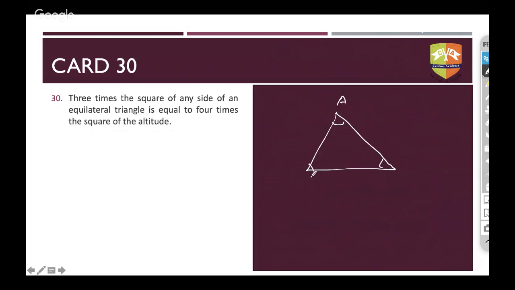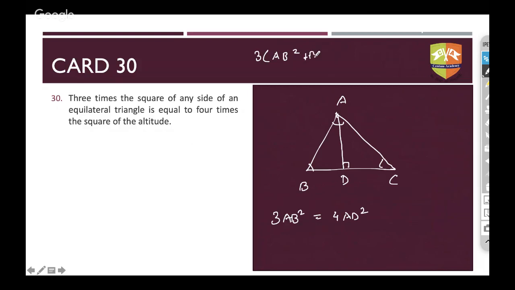So let's say A, B, C. So 3 times AB square is equal to 4 times the square of the altitude, that is AD square. And you can see this is a direct repercussion, or direct fallout, of the previous one. Why? The previous one was 3 times the square of any side of a triangle.